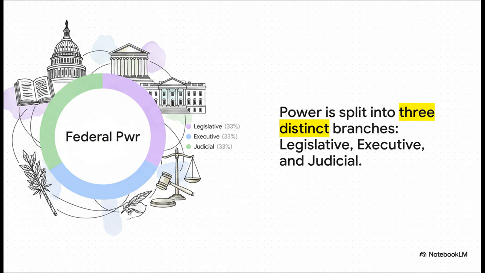You've got the legislative branch, that's Congress. Their job is to make the laws. Then you have the executive branch, led by the president, and their job is to enforce those laws. And finally, the judicial branch, the courts, who get to interpret what the laws actually mean.